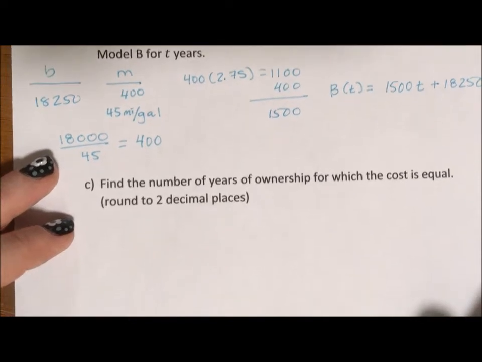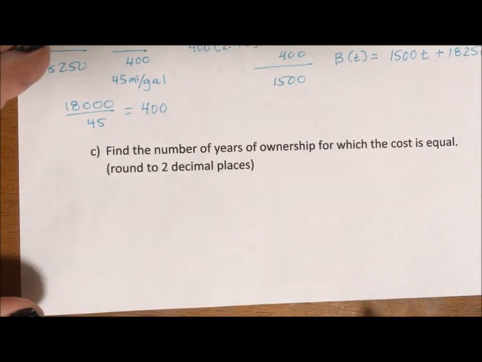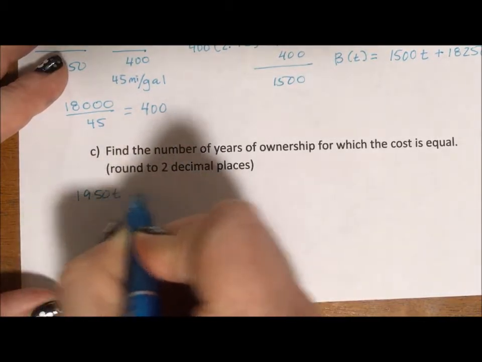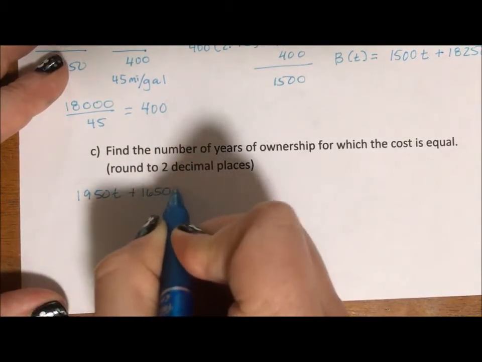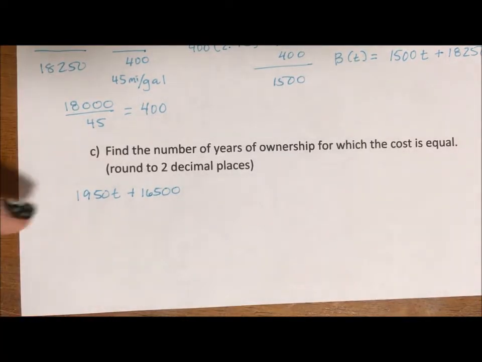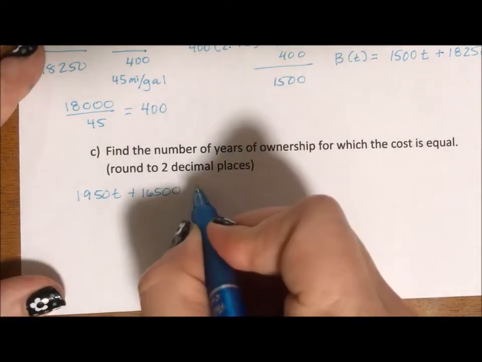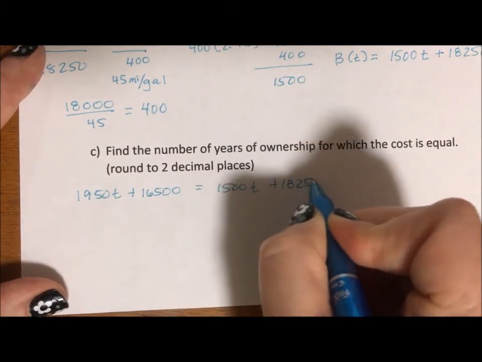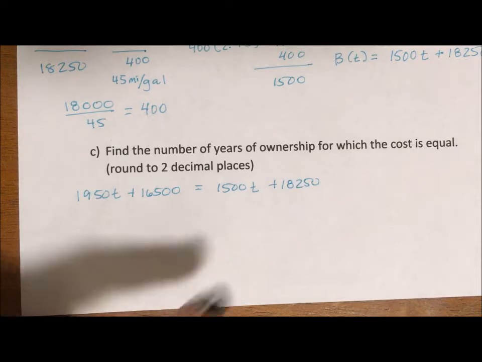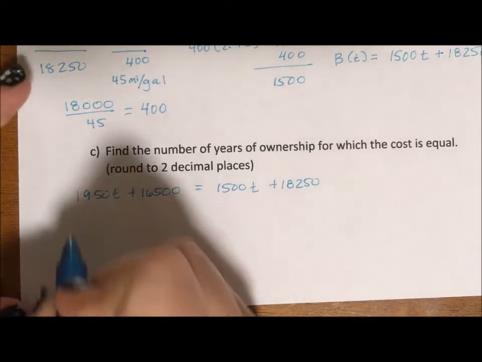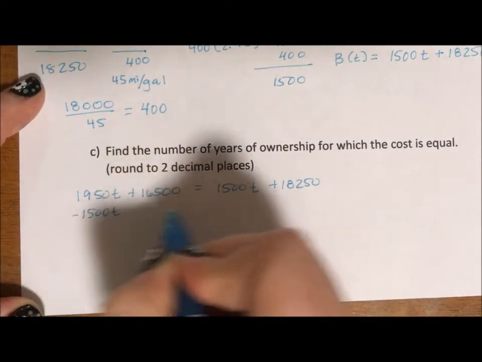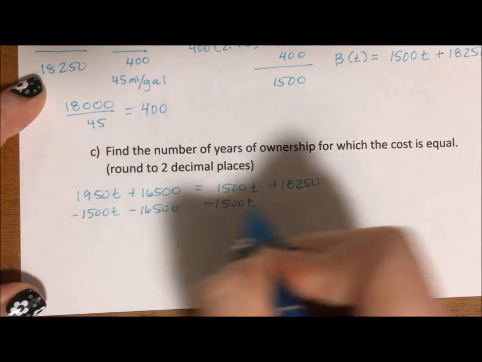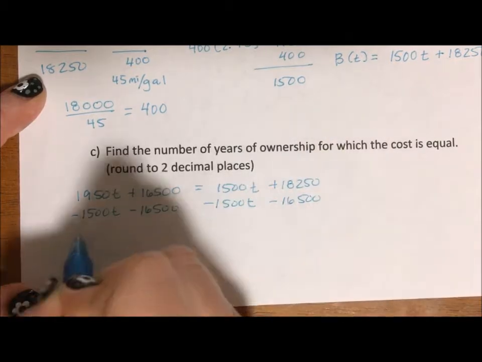So what I'm going to do for this last one is I'm going to set the cost of car A, which is 1950t plus 16,500. That's how much it costs per year. And I want to know when that cost is equal to the 1,500t plus 18,250, when the cost for car A is the same as the cost for car B. I'm going to subtract 1,500t from both sides. I'm also going to subtract the 16,500 from both sides.